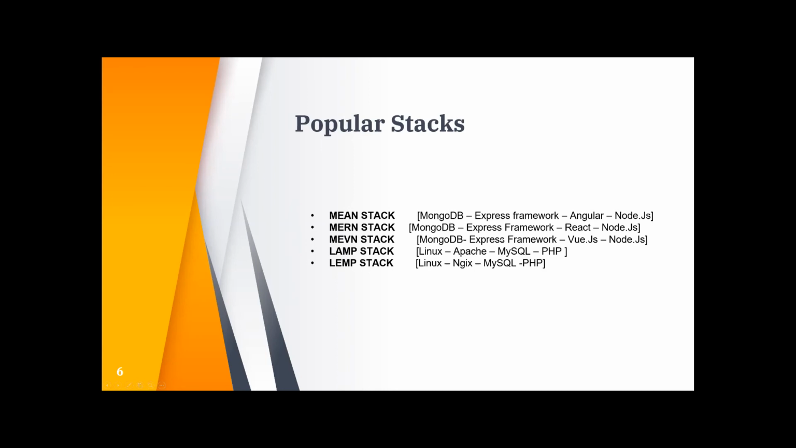Also, they all use the Express framework. Also, they're using Node.js as a backend. However, what makes them different is the front end framework. The first stack here, which is the MEAN stack, uses Angular, the MERN stack uses React, and the MEVN stack uses Vue.js. And what makes the first three so special is that you're using JavaScript all the way.